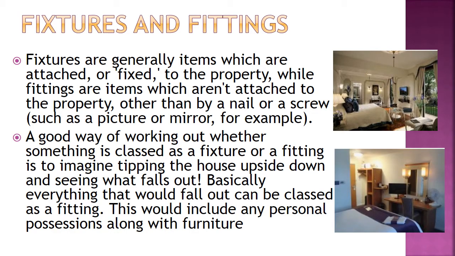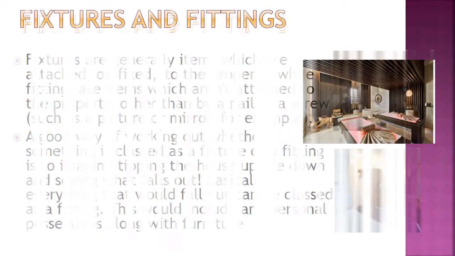A good way of working out whether something is classed as fitting or a fixture is to imagine tipping the house upside down and see what falls out. Basically, everything that would fall out can be classed as fitting. This would include any personal possession along with furniture.